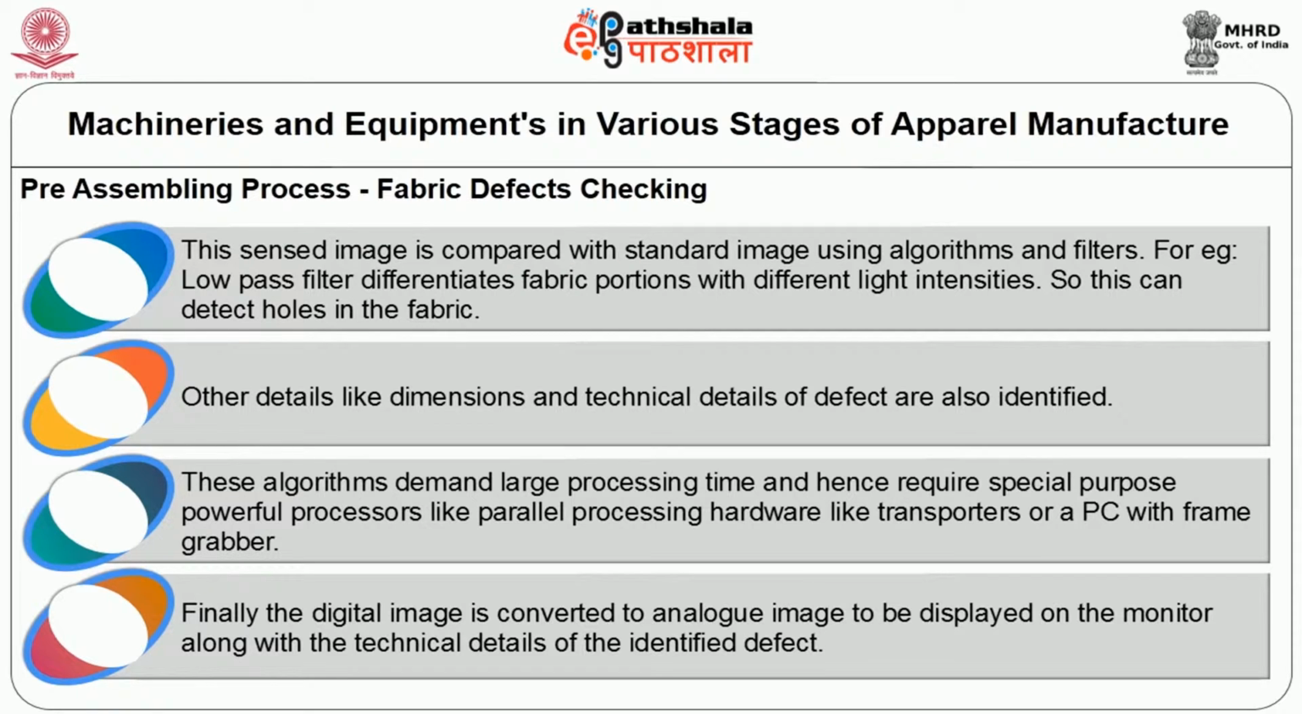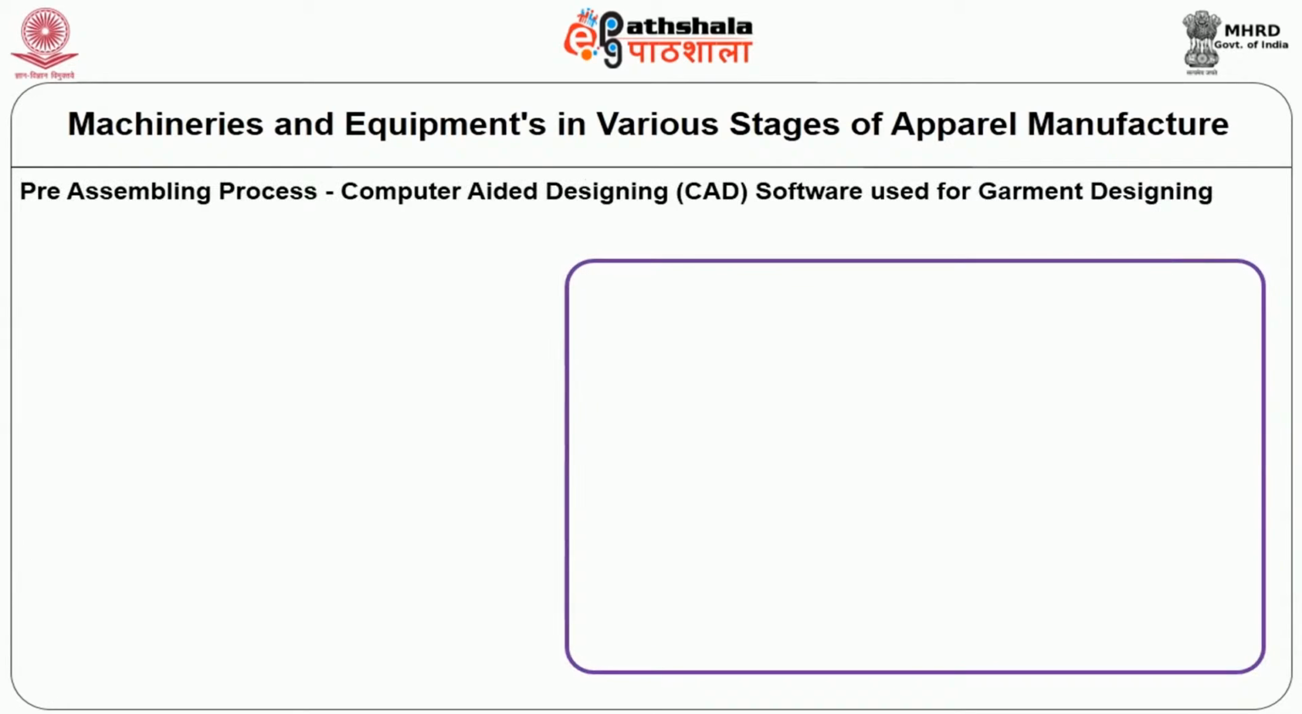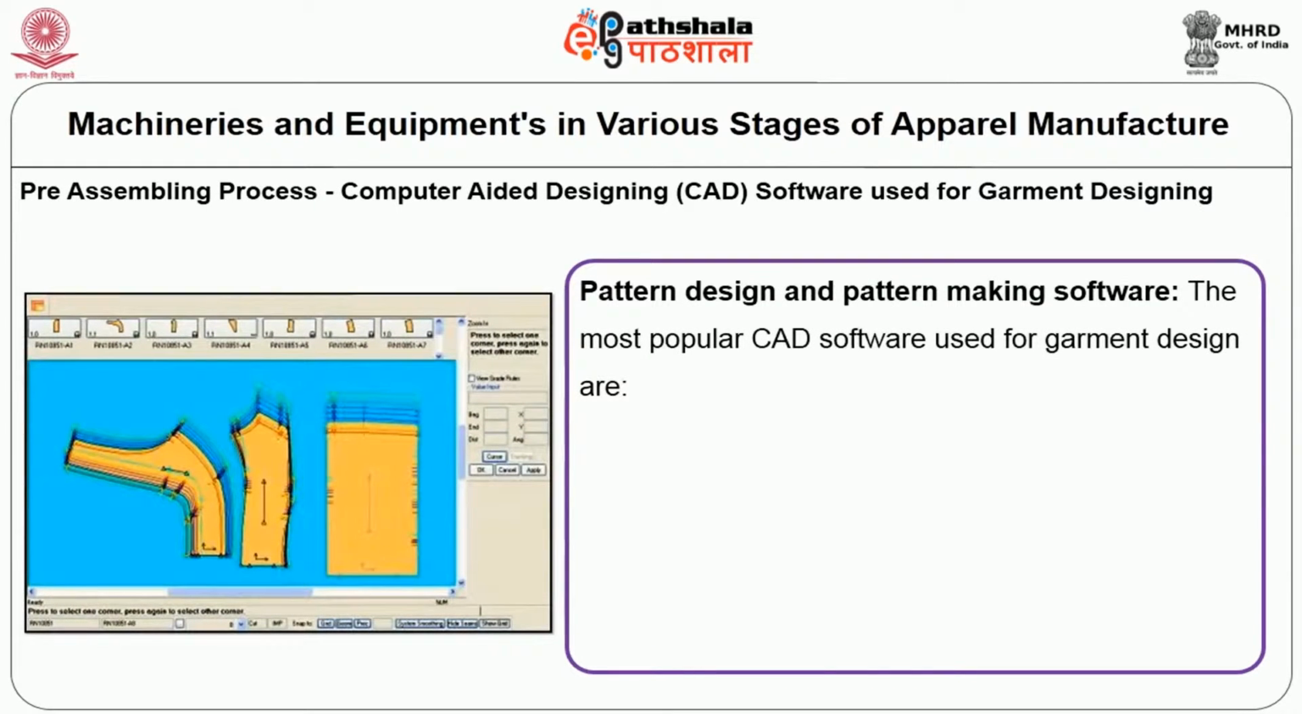So these algorithms demand large processing time and hence require special purpose powerful processors like parallel processing hardware like transputers or a PC with a frame grabber. So finally, the digital image is converted to analog image to be displayed on the monitor along with the technical details of the identified defect. So this flowchart explains the whole process of the defect checking software. The next one is computer-aided designing software for garment designing.